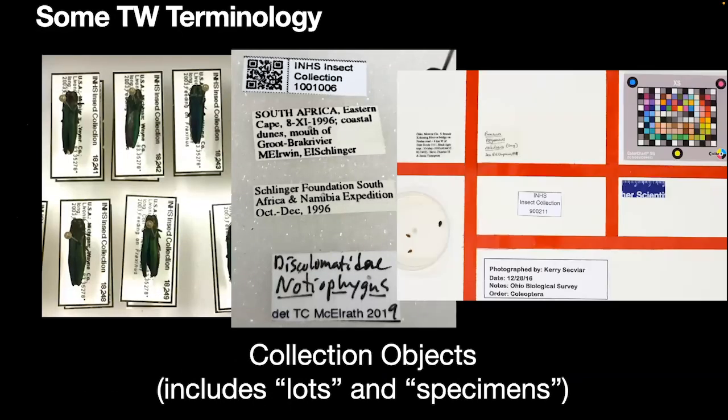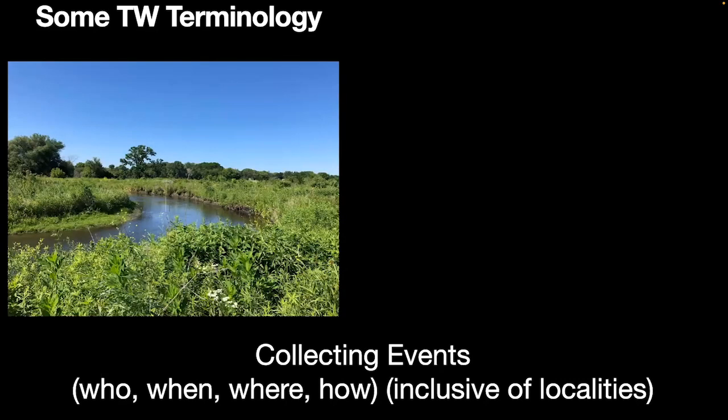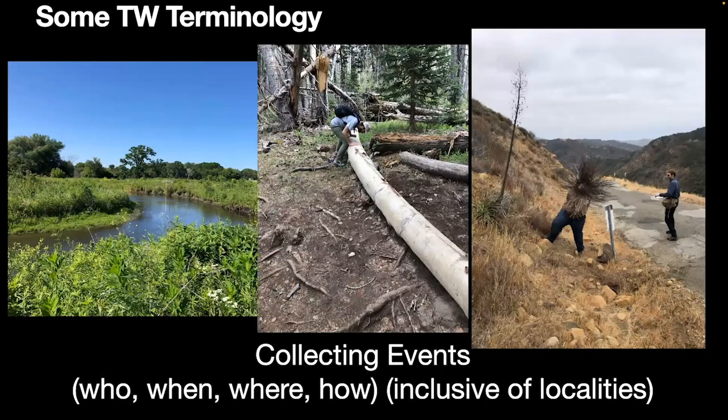Fantastic migration. I've already mentioned this a little bit, but let's talk about what collection objects are, because I don't always use the term lots and specimens. Collection objects include anything that has a catalog number in your database. So this is both lots and specimens. And if I talk about specimens, it means the total number of specimens versus a single collection object, and that would be everything within a lot. Collecting events are the who, when, where, and how, inclusive of localities. So all of these are different collecting events.